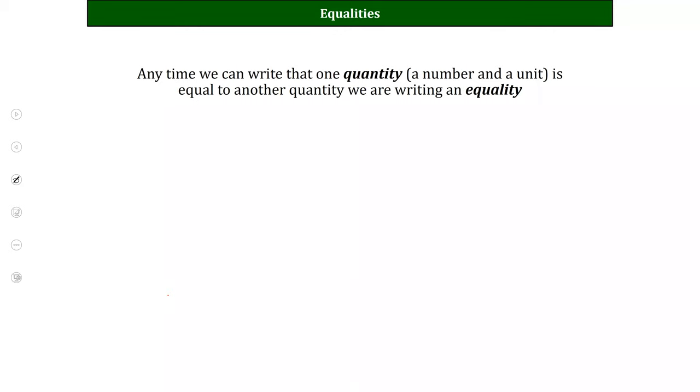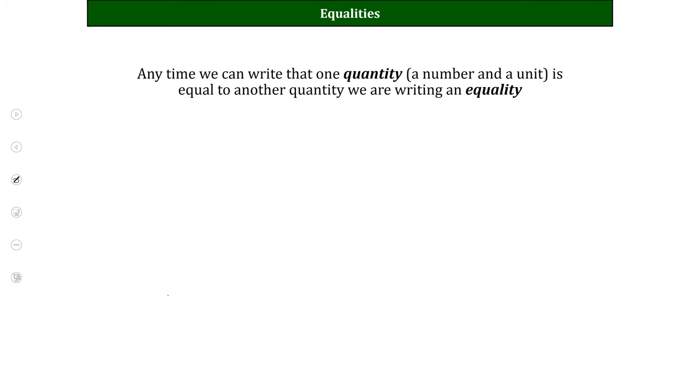All right, so the basics of conversions are when we can say that two things are equal to each other, that allows us to do some math with it, some arithmetic, basically. And so anytime we can say that one quantity is equal to another quantity, then we're writing what's called an equality, which makes sense, right? We're saying two things are equal.